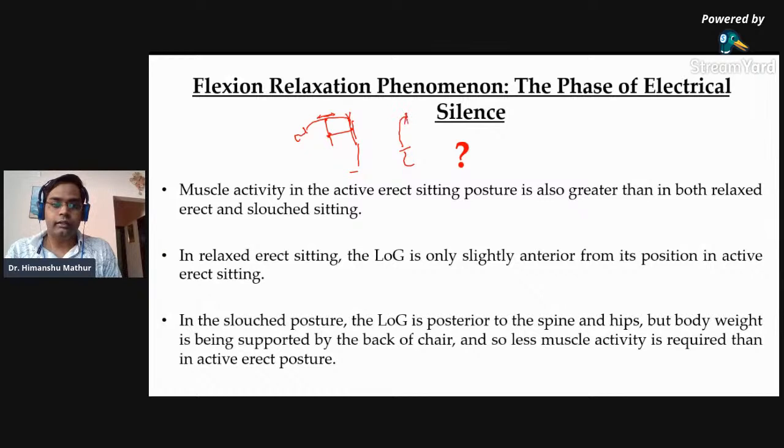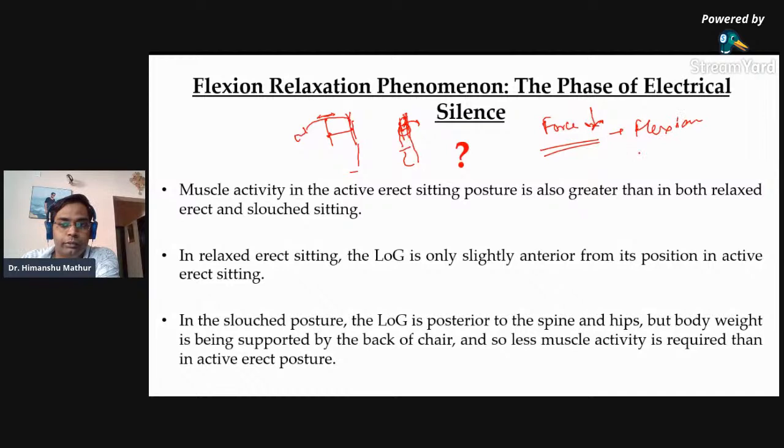if this is the axis of rotation and this is the center of gravity, center of mass for the upper body, the external momentum eventually reduces to a greater extent. If the momentum reduces to a greater extent, the force of contraction of the erector spinae will reduce as I try to reach the complete flexion of the lumbar spine. So this will be known as the flexion relaxation phenomenon.